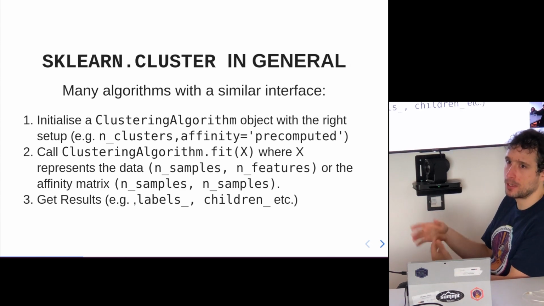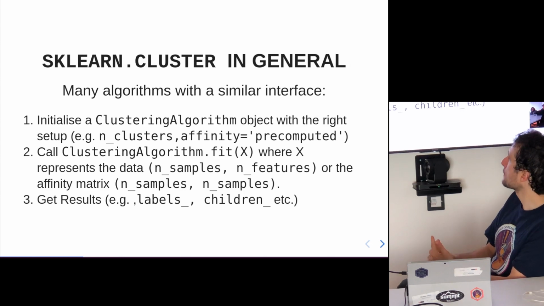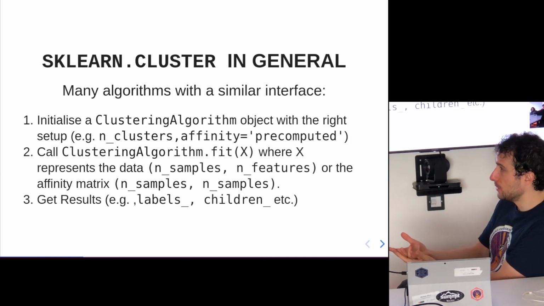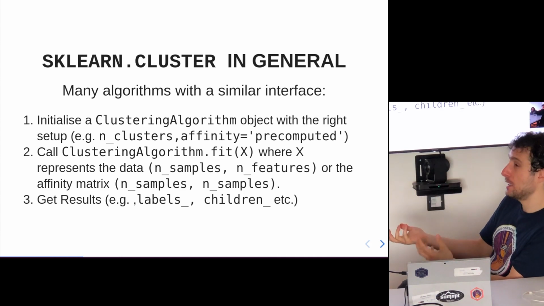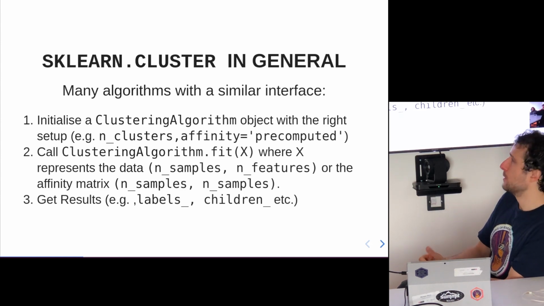There are some clustering algorithms which need you to specify the number of clusters beforehand, and some which don't, and they instead rely on other parameters to decide what is the correct number of clusters. Another thing you may want to do is, instead of passing the features, the data that you want to cluster, you may pass directly an affinity matrix. We'll see later what it means.